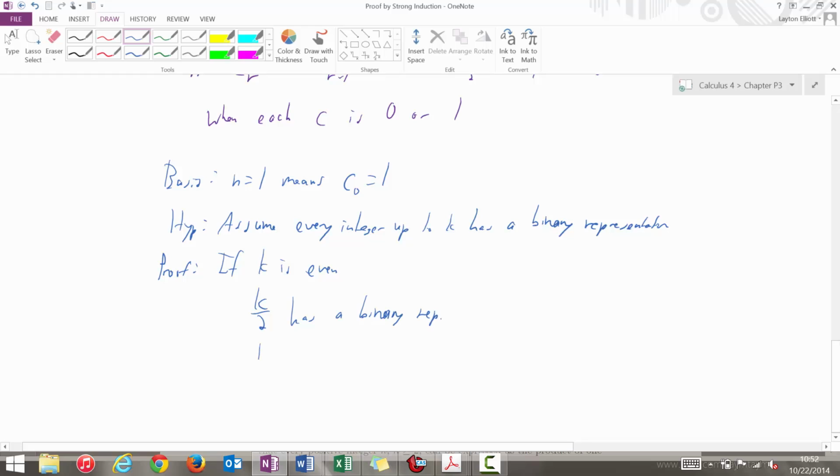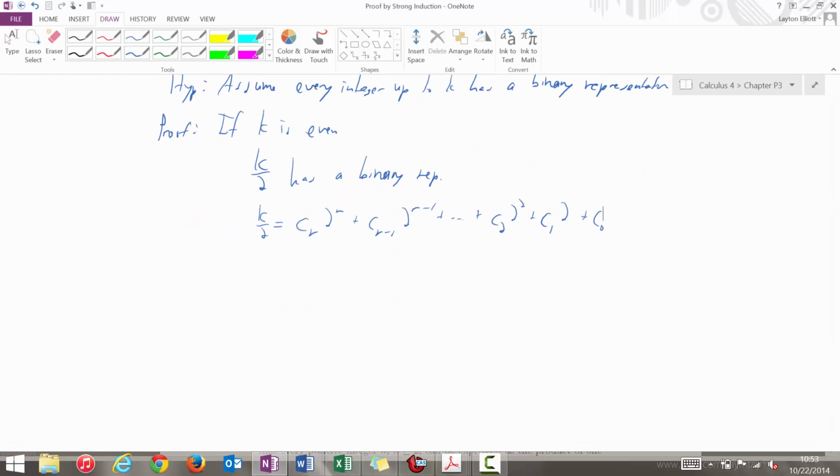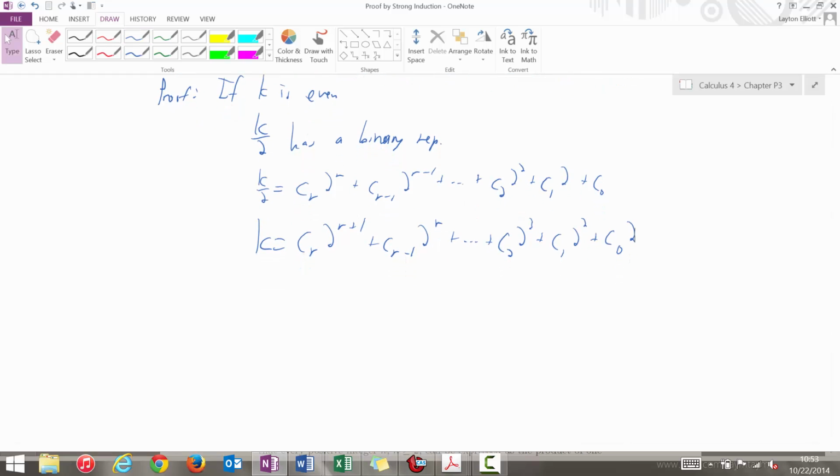And we know that that means that k over 2 is equal to c sub r 2 to the r plus c sub r minus 1 2 to the r minus 1 plus c sub 2 2 squared plus c sub 1 2 plus c sub 0. And as you might imagine, if we just solve for k, I've got k is equal to c sub r 2 to the r plus 1 plus c sub r minus 1 2 to the r plus c sub 2 2 to the third plus c sub 1 2 squared plus c sub 0 times 2. So that's easy. If k is even, we can get a binary representation for k.